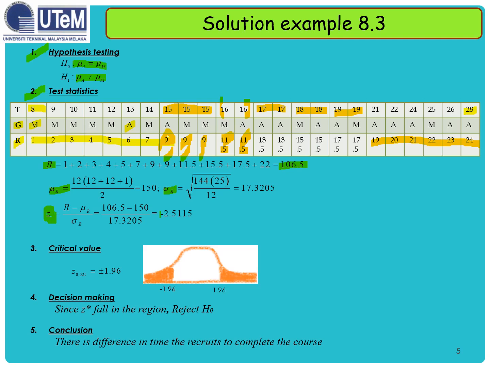Lastly, you get negative 2.5115. The third step is the critical value. This is two-tailed, so you divide alpha 5% by 2, which is 0.025, giving positive and negative 1.96. For the decision, since negative 2.5115 falls in this region, we reject H null. The conclusion is that there is a difference in the time recruits take to complete the course.